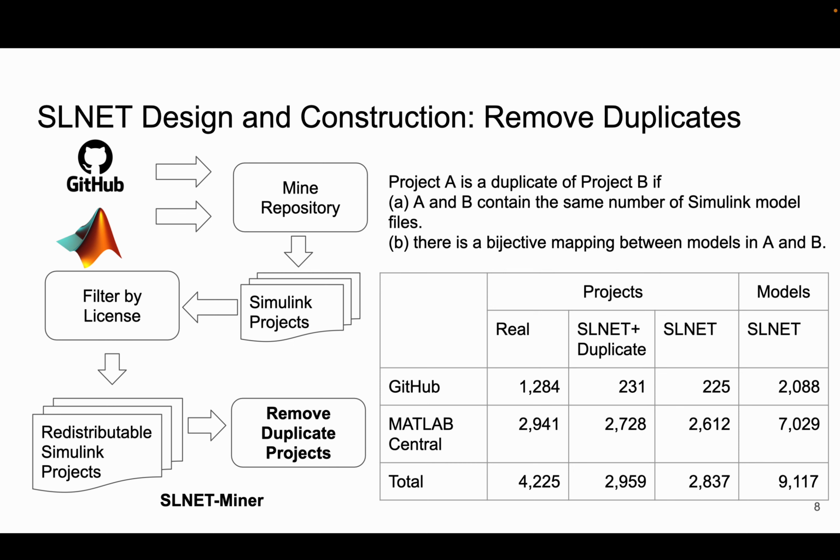Lastly, we remove duplicates using a heuristic, that is, if two projects have the same number of model files and there is a bijective mapping between models in terms of their metrics, we mark them as duplicates and keep only the earliest created project. In doing so, we filtered almost 30% of the projects we initially collected.